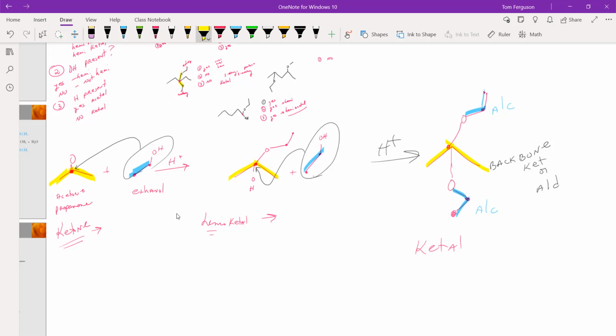And then, of course, we name that. Backbone is 3, so it's propane. And we have 2,2 diethoxy.